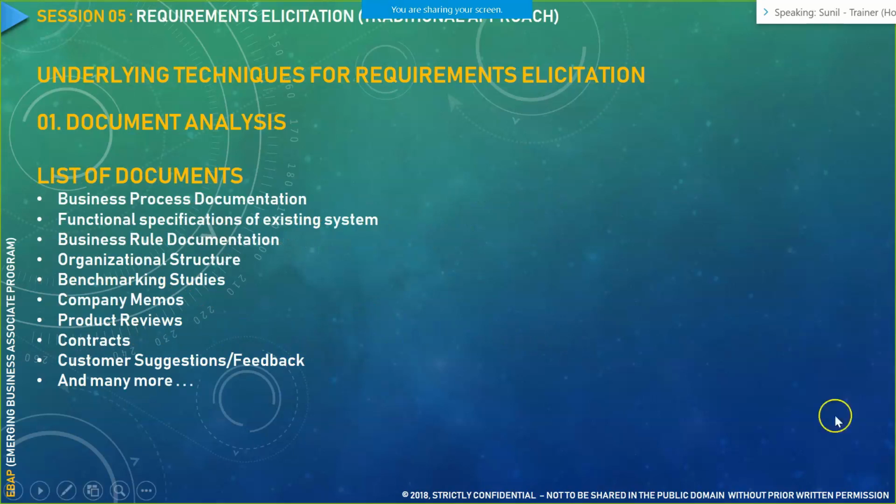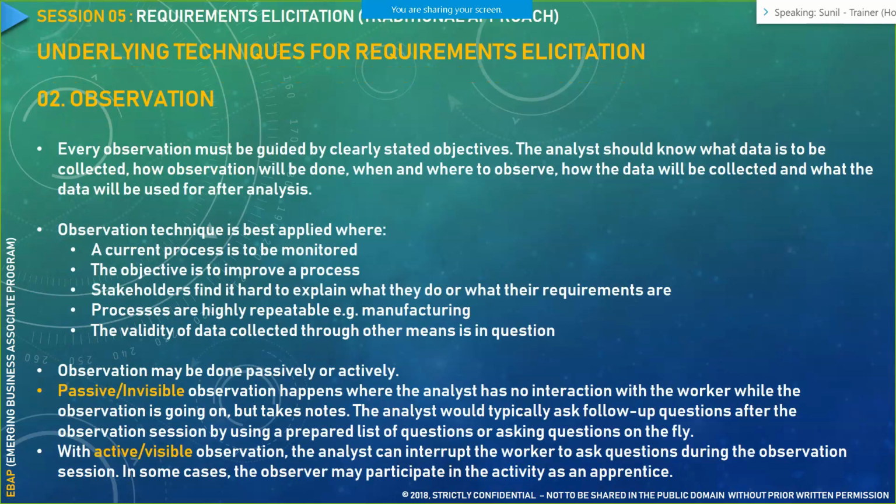So these are essentially the list of documents which you would be analyzing as part of document analysis, like your business process documentation, your functional specs, your BR documents, your organizational structure, benchmarking studies, company memos, product reviews, contracts, customer suggestions, anything that could give you a base or give you a question that could be asked in the requirement gathering session or requirement elicitation session.